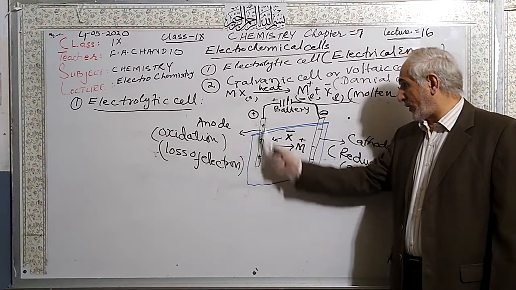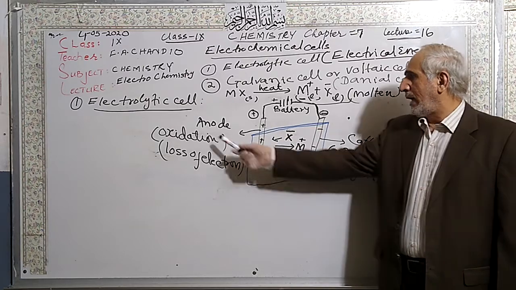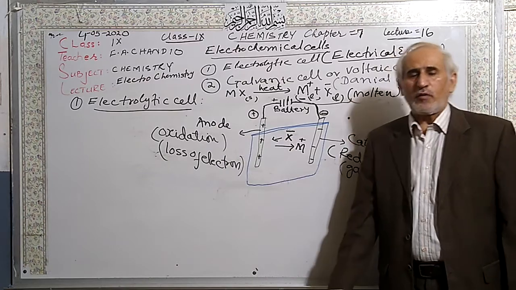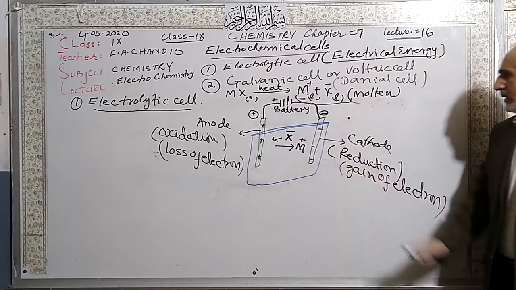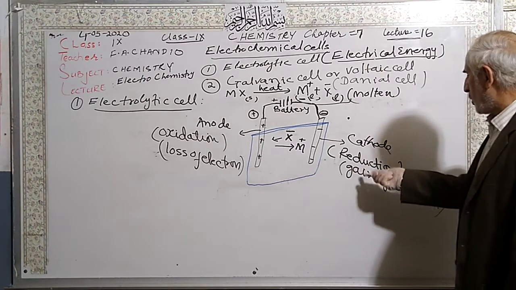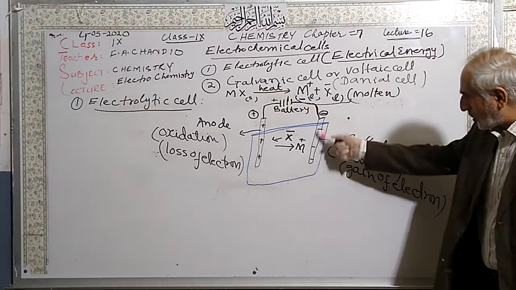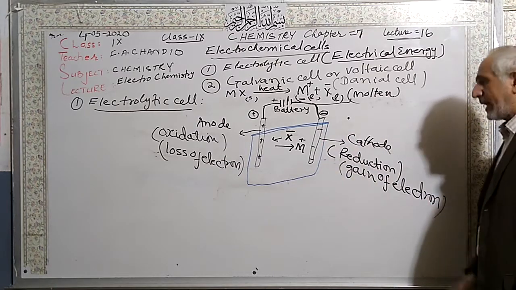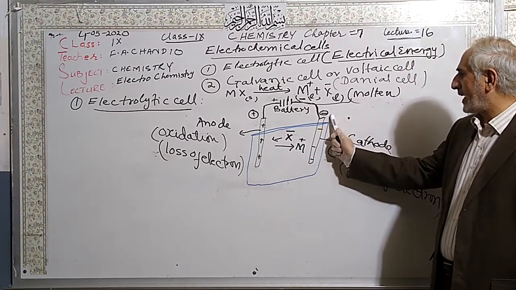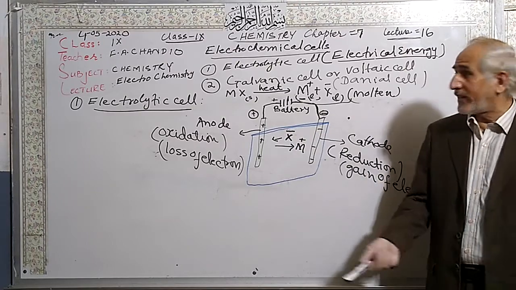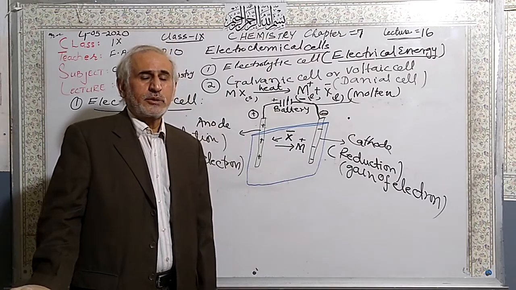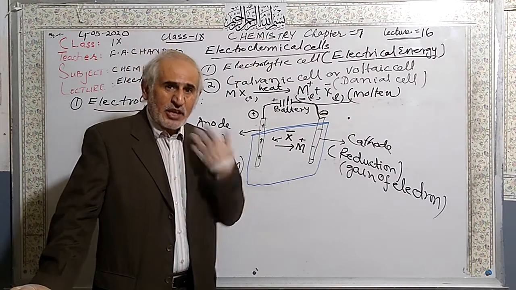At the anode, the electrode is positive, and oxidation always takes place at the anode, and there will be a loss of electrons. On this side, you are seeing this is the cathode. At the cathode there is a reduction, and negative charge is present at the cathode, and there will be a gain of electrons. So the negative terminal of the battery is connected with the cathode, and the positive terminal of the battery is connected with the anode, and then there will be a chemical change. Chemical change takes place.